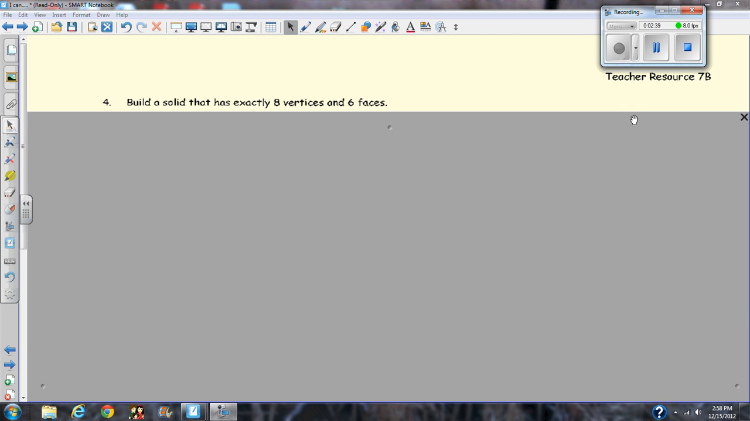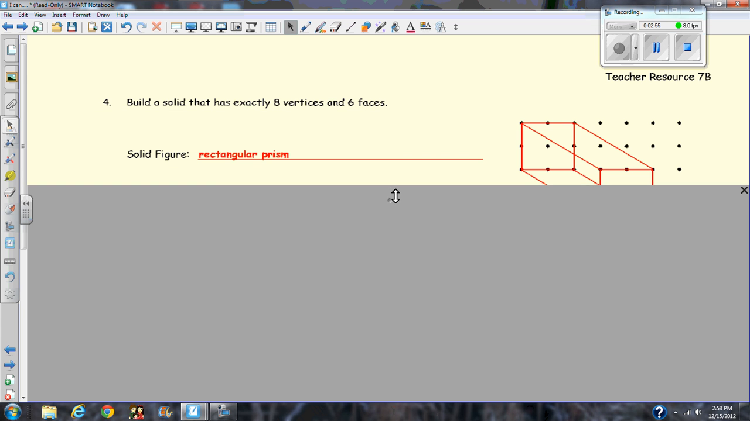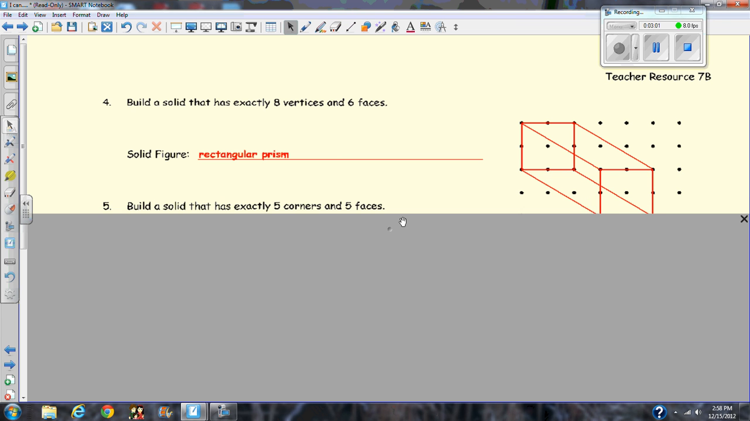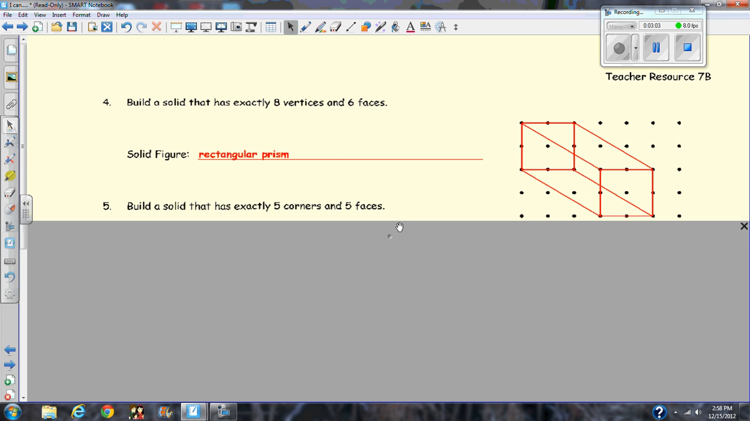On this page, it wants you to build a solid that has exactly 8 vertices and 6 faces. So we're looking at more than likely a cube, which would be 6 faces, rectangular prism, and that's exactly what they have here is the solid figure, a rectangular prism. And if you look over on the right, you can see how to sketch it out.